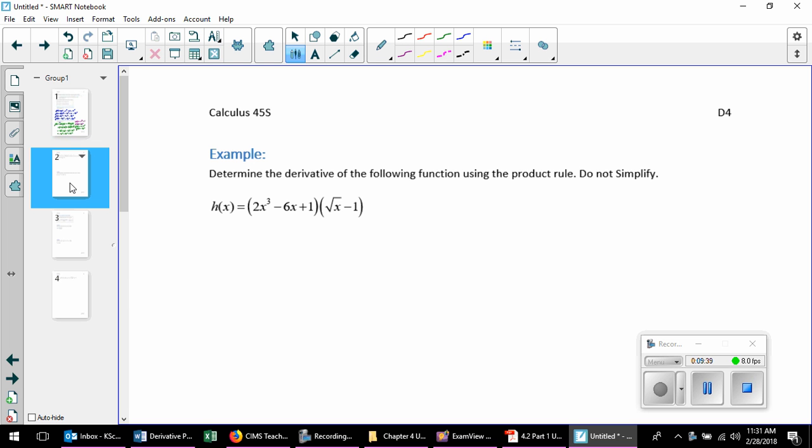So this is a really good example of why I don't want to multiply things. Right? So my f of x function is my first one, so 2x cubed minus 6x plus 1. The derivative of it, 6x squared minus 6.